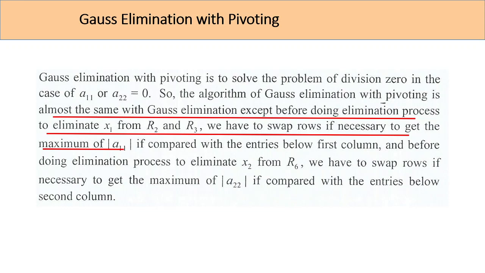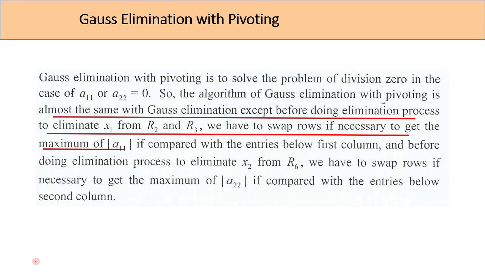Today's lesson is actually similar to Gauss elimination. Today we will cover Gauss elimination with pivoting. It is still the same method, Gauss elimination, but with some improvement, because Gauss elimination itself sometimes might give an error or infinity value. That's why they improved the method.